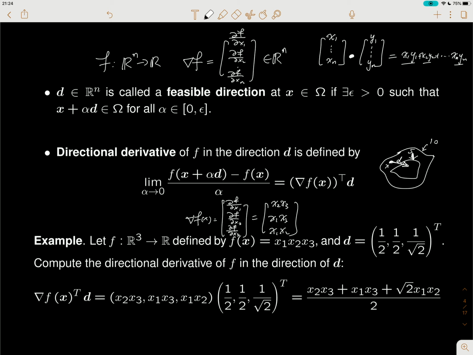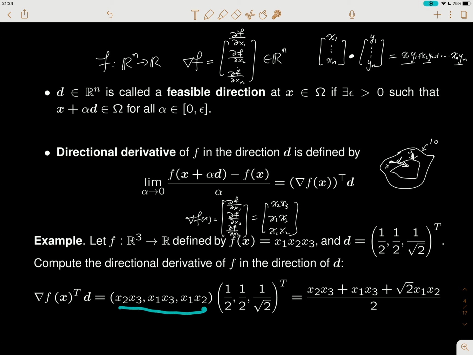Okay, this is my gradient. And as we showed earlier, the directional derivative of f at x will be just the inner product of the gradient and the direction. So the gradient is this, the direction is this, so we just take the inner product of them. So that's what I'm drawing here.